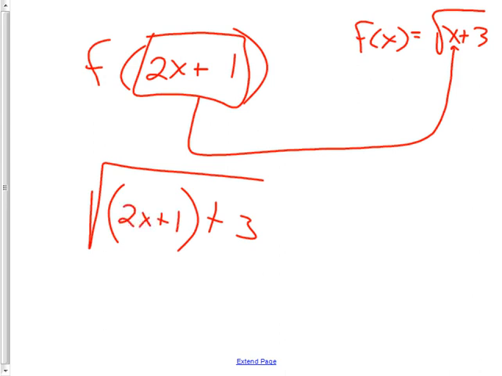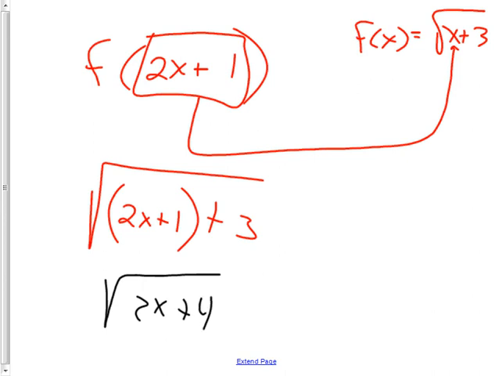Now, here's an important thing. You do need to simplify these when you can. Like this one I have on the board, could it be simplified? Yeah, because the plus 1 and the plus 3 can go together. And you'd have square root of 2x plus 4.